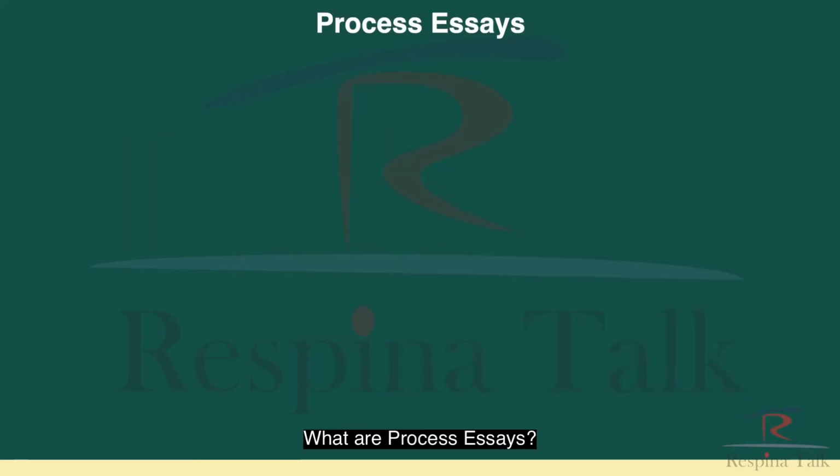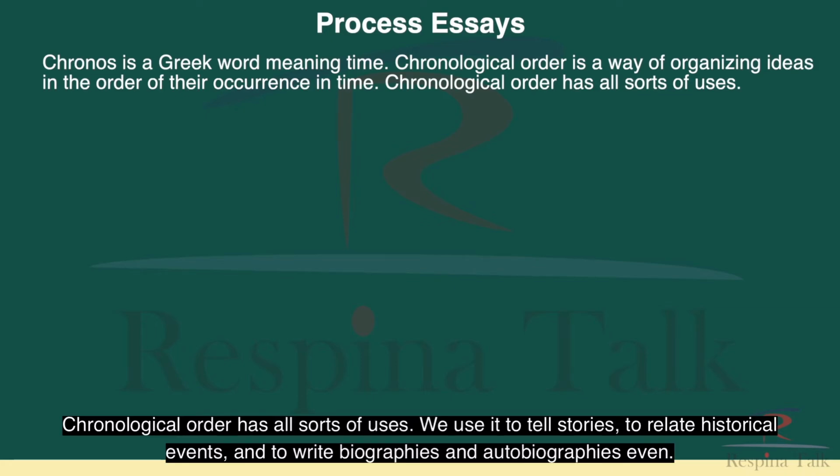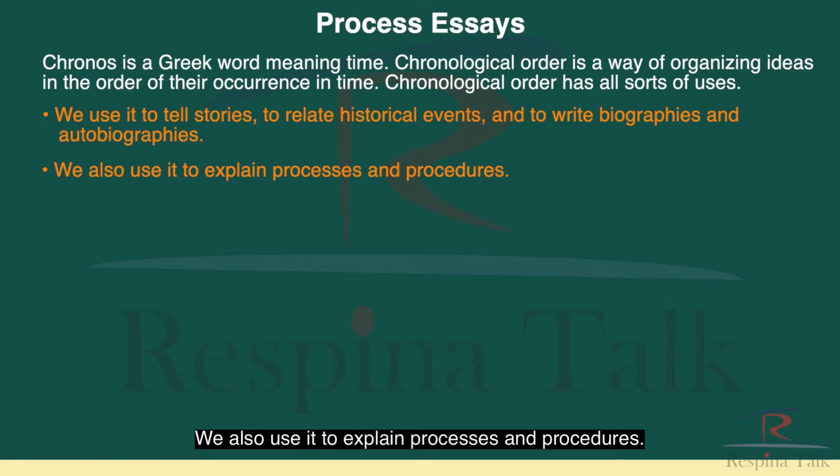What are process essays? Chronos is a Greek word meaning time. Chronological order is a way of organizing ideas in the order of their occurrence in time. Chronological order has all sorts of uses. We use it to tell stories, to relate historical events, and to write biographies and even autobiographies. We also use it to explain processes and procedures.